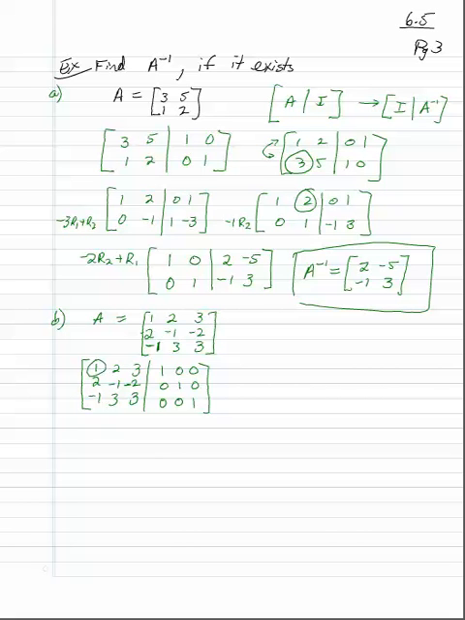Alright, we want a 1 here, which it is, so that's done. Now I'm going to get zeros below it. So I'm going to take negative 2 row 1 plus row 2 and negative 1 row 1 plus row 3. And we leave row 1 alone. 1, 2, 3, 1, 0, 0.